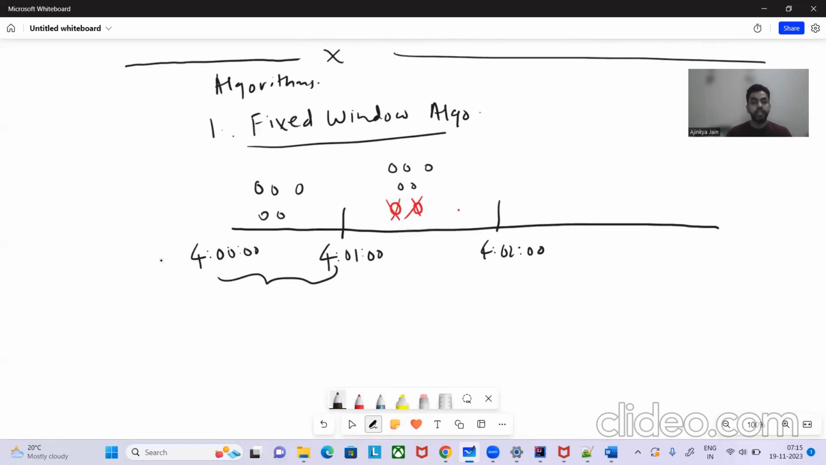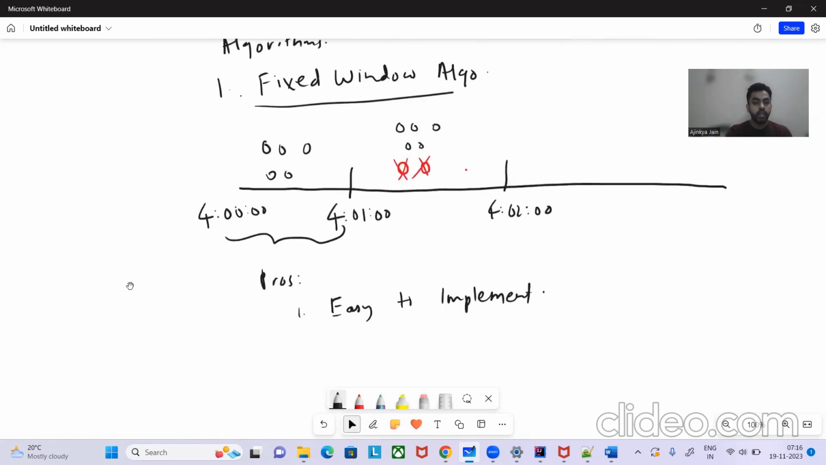So what is the advantage of this algorithm? The advantage, or the pro, is that it is easy to implement. Easy to implement because it is a fixed size window. We just have to keep track of the number of requests in a minute.